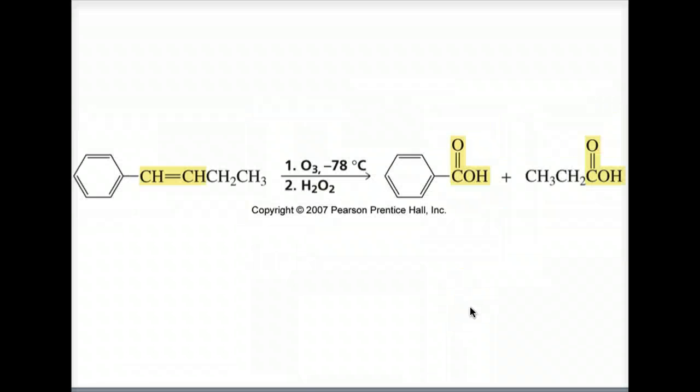Moving right along, here's ozonolysis involving the benzene ring. The ozonolysis of 1-phenyl-1-butene followed by oxidation, the second step, yields benzoic acid and propanoic acid. So 1-phenyl-1-butene, under oxidizing conditions in the second step, gives benzoic acid and propanoic acid. So it's undergone ozonolysis. Cut the molecule in half.